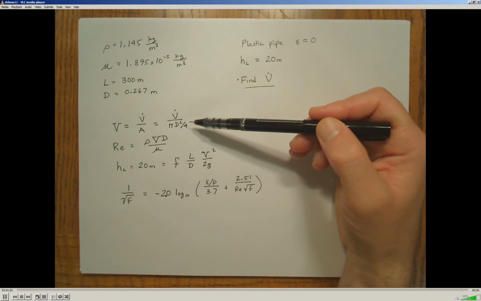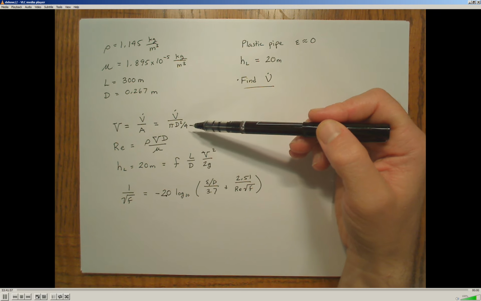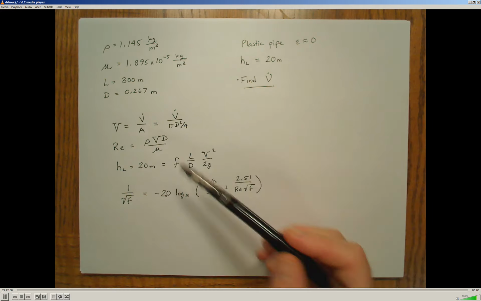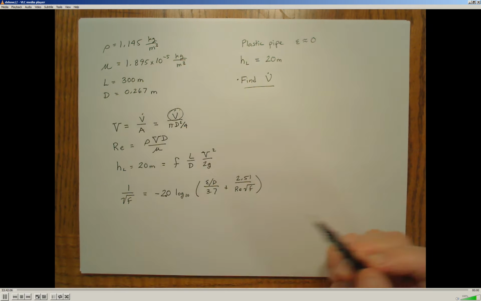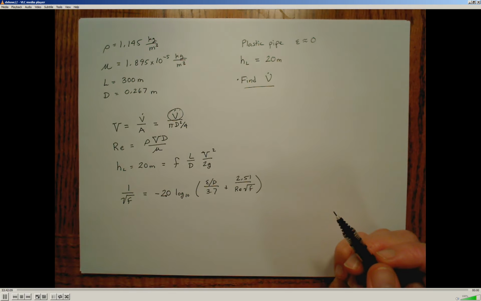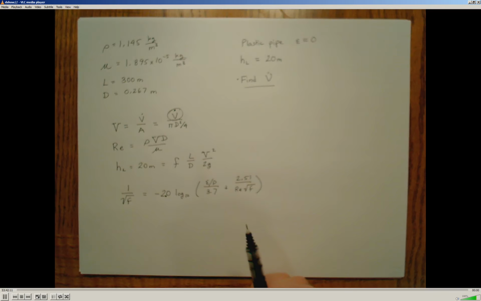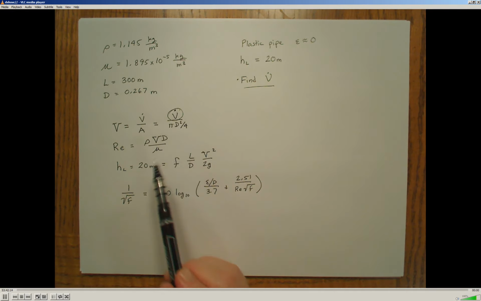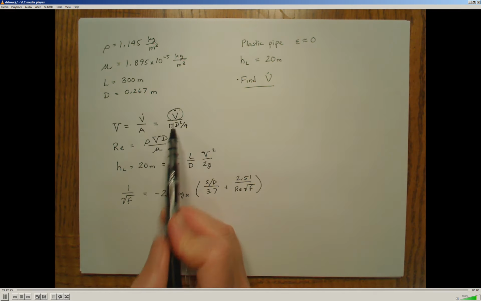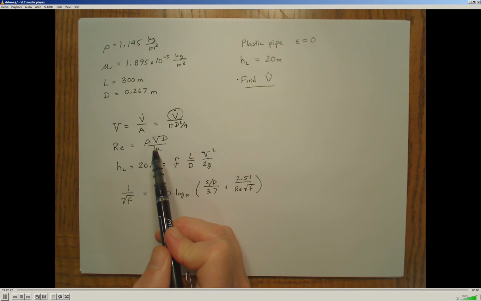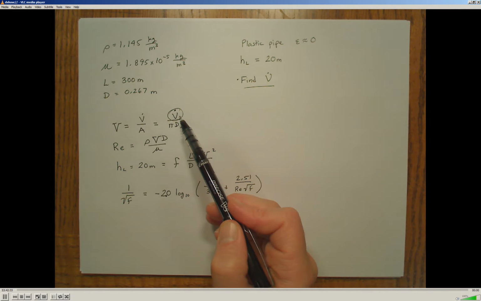So again, we know that we can determine the average velocity of the fluid based upon the volumetric flow rate, and that's related to the pipe diameter. Again, in this equation right here, we don't know what the volumetric flow rate is, so that's one of the parameters that we're going to determine. To determine that, we're going to need to know the Reynolds number to know whether we're in laminar or turbulent flow, and that's going to help us calculate the head loss. But remember that this is based upon the Reynolds number, which is based upon the average velocity, depends upon the volume flow rate, which we don't know yet.